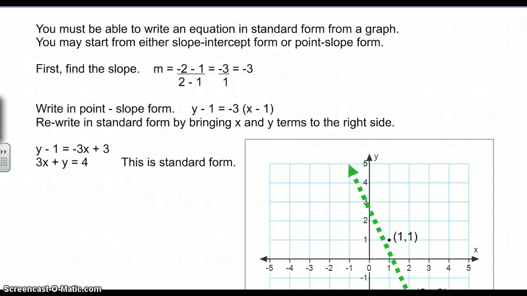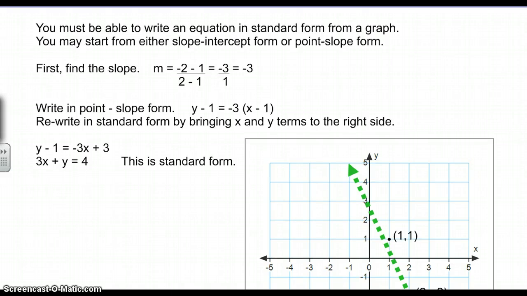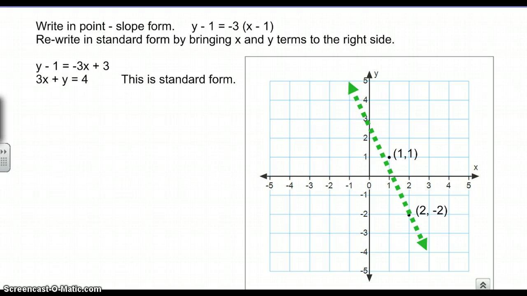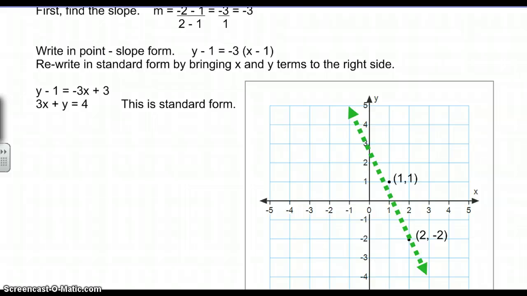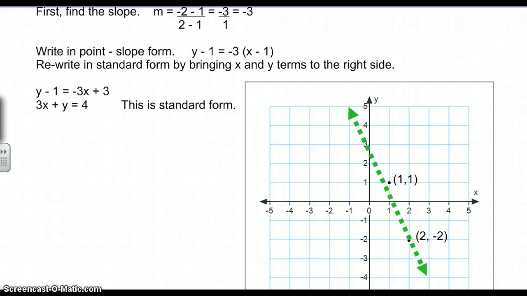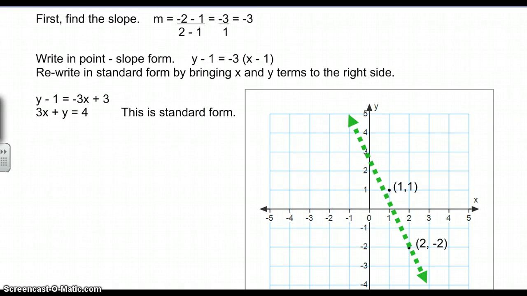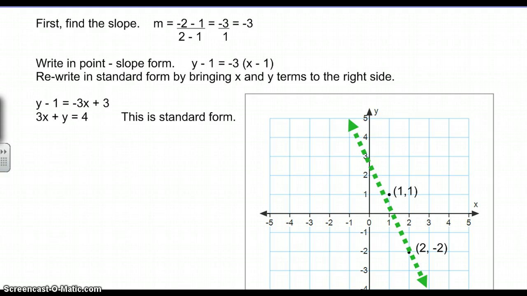You also have to be able to write an equation in standard form from a graph. So you can start from either slope-intercept form or point-slope form, but the first thing you have to do is look at the graph, find 2 points, and find the slope. So in this line that you see in the graph at the bottom, you can see the 2 points are 1, 1, and 2, negative 2. So when I calculated the slope, I found the slope was negative 3. That makes sense because the line is dropping from left to right.